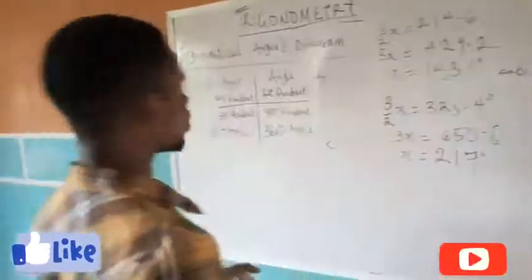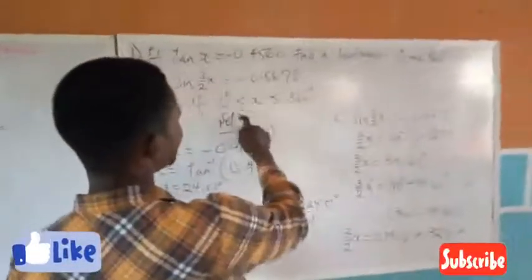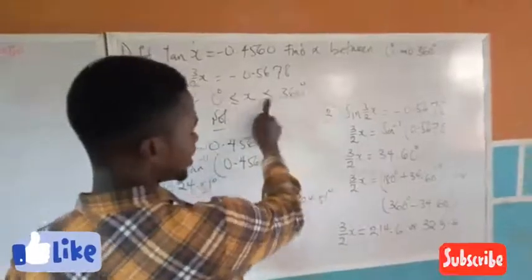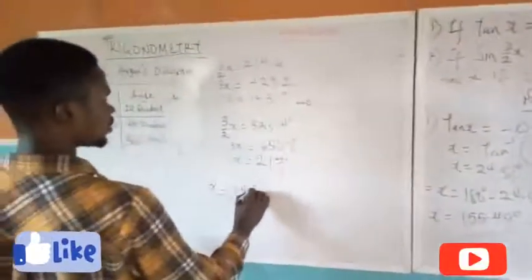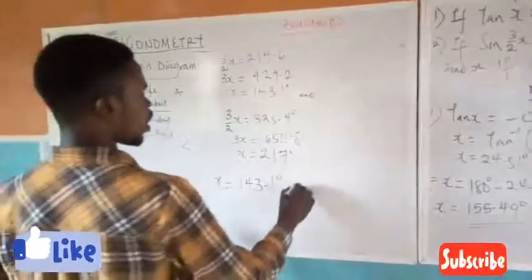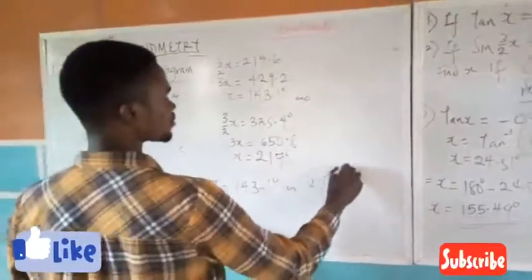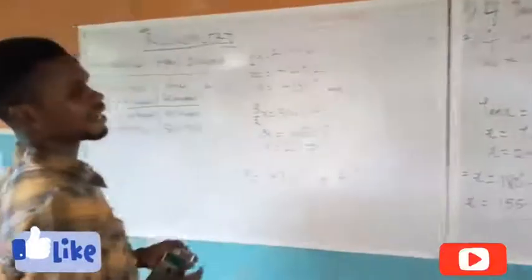So our x is 650.8 degrees divided by 3, which is 217 degrees. So we can see that 0 degrees is less than or equal to x, less than or equal to 360 degrees. So we have x as 143.1 degrees or 217 degrees, which is the final answer.